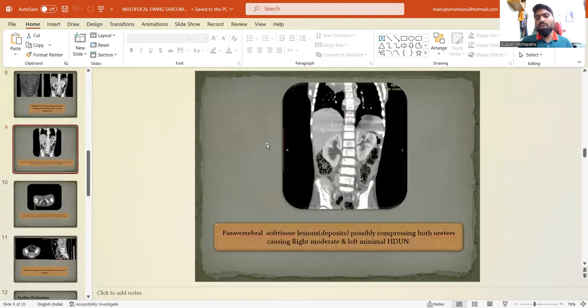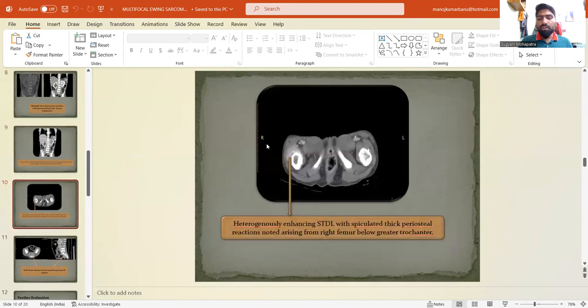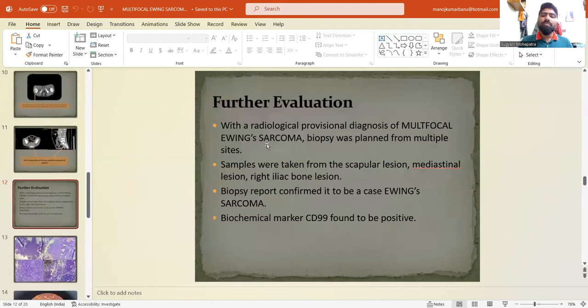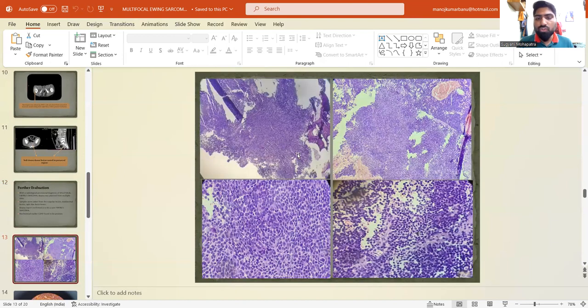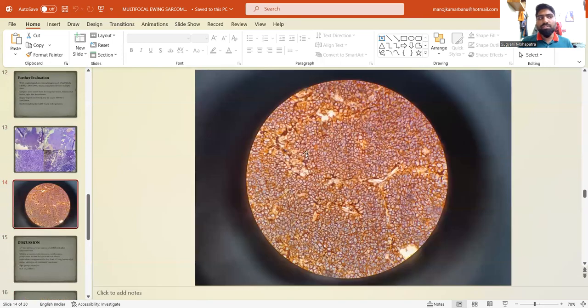So, looking at all these lesions in the CT images, we made a provisional radiological diagnosis of multifocal Ewing's sarcoma, and we planned for biopsy from multiple sites. Samples were taken from the scapular lesion, the mediastinal lesion, and the right iliac bone lesion. The biopsy report confirmed it to be a case of Ewing's sarcoma. We also performed a CD marker, CD99, which was found to be positive. These are a few images from our pathology department of the same patient, showing the small blue round cells, and this image showing the CD99 positivity. So our case has been proved to be multifocal Ewing's sarcoma, proven on biopsy also.